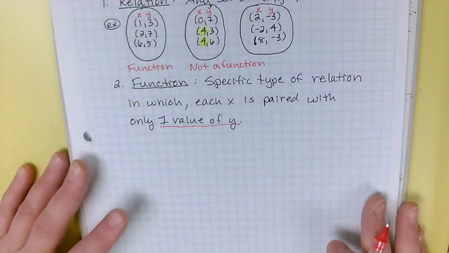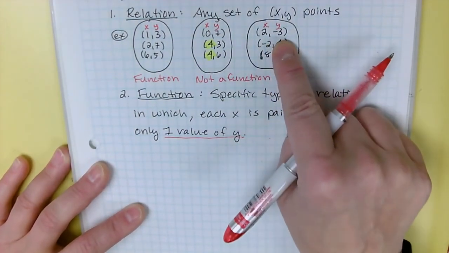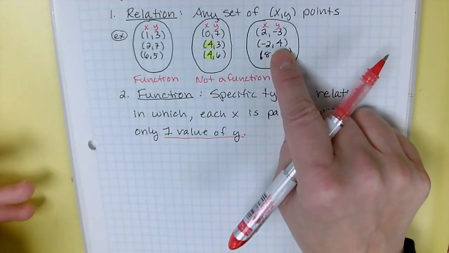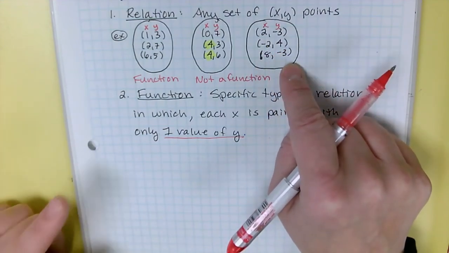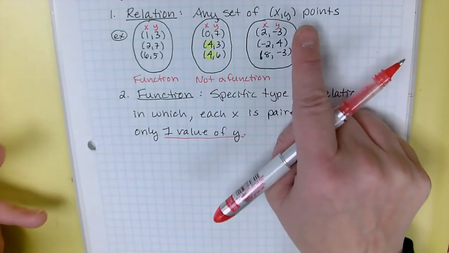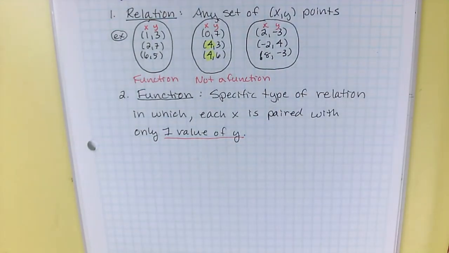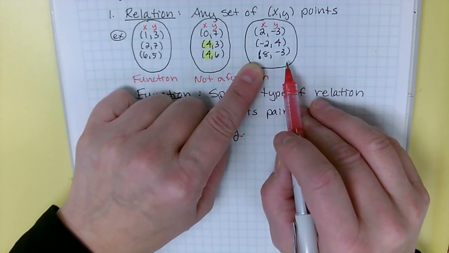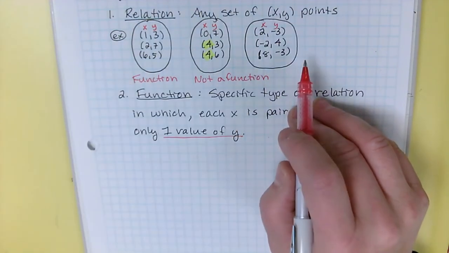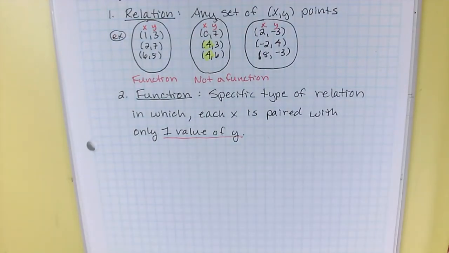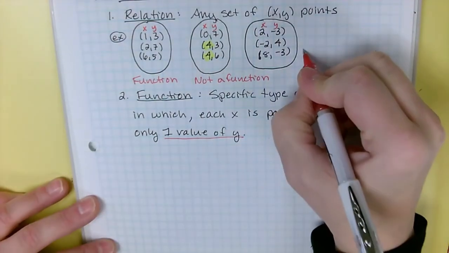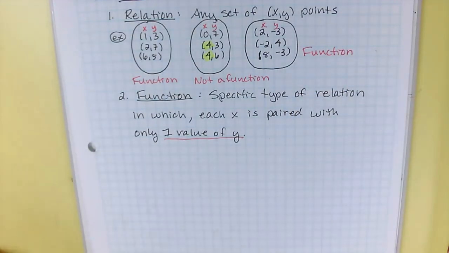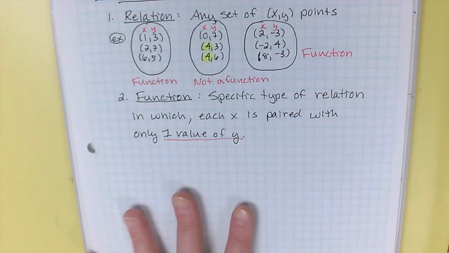All right, let's look at the last one. We have 2 paired with negative 3. Okay, negative 2 is paired with 4. 8 is paired with negative 3. Now, this one sometimes confuses people because they're like, well, there's 2 negative 3s. Remember that we don't actually care which Y it's paired with as long as it's only paired with one Y. So 2 only goes with negative 3, so that's still good. 8 only goes with negative 3, that's still good. So it doesn't matter that they both go with the negative 3. It's that the X has only one Y. So this is actually a function. So it's kind of a one-directional relationship that we're working with.